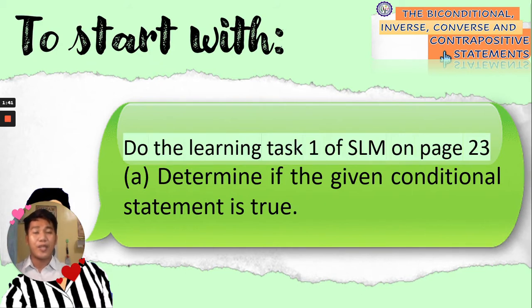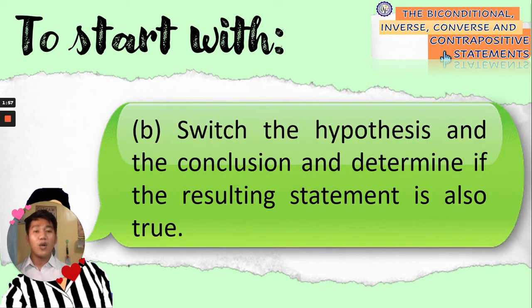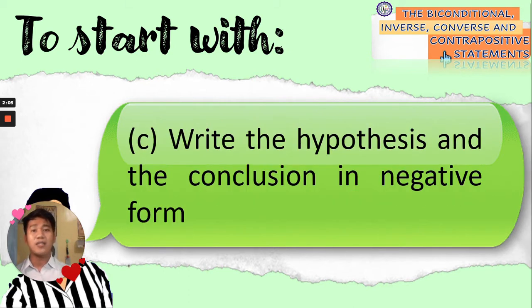Now to start with, you have to do the learning task 1 from the self-learning module in Mathematics 8 on page 23. Letter A, determine if the given conditional statement is true. Letter B, switch the hypothesis and the conclusion and determine if the resulting statement is also true. And lastly, letter C, you have to write the hypothesis and the conclusion in negative form.